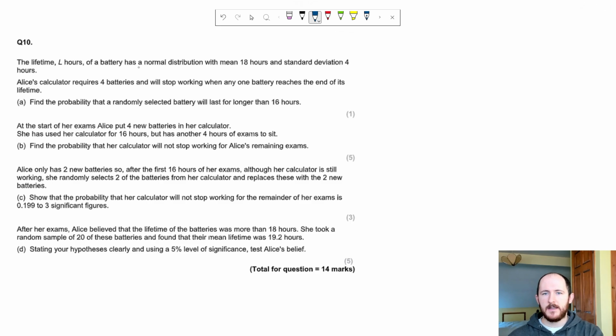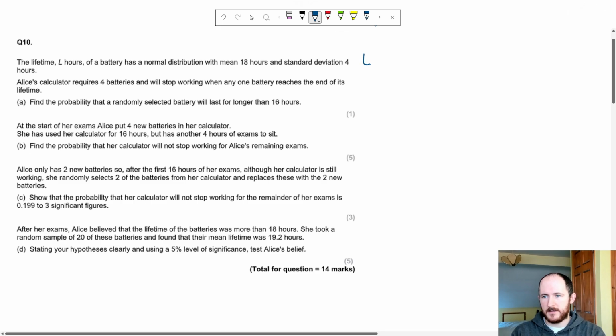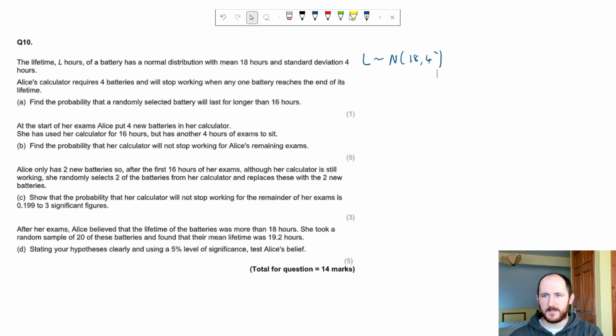So for part A, we have the lifetime L hours of a battery has a normal distribution, so we have L approximated by a normal distribution, and has a mean of 18 and a standard deviation of 4, so comma 4 squared. And Alice's calculator requires 4 batteries and will stop working when any one of the batteries reaches the end of its lifetime. Believe it or not, this is useful information for the later part of the question. For part A, it just says find the probability that any selected battery will last longer than 16 hours. So you're looking for the probability that L is greater than 16.